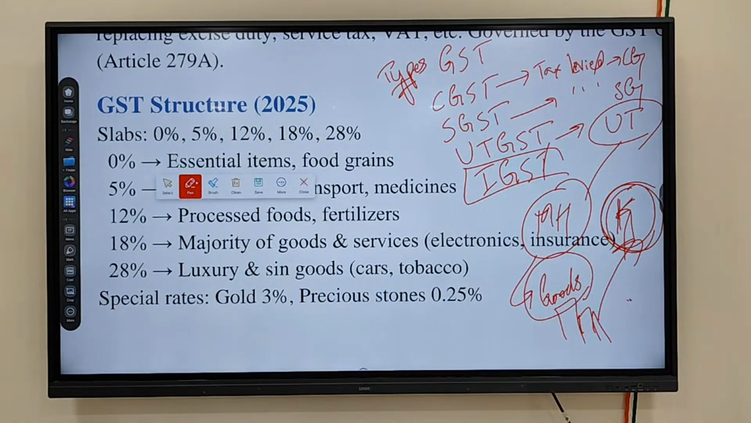Sometimes they say that we have produced the goods and wherever we sell, that state will get the IGST. But in this case, whichever state receives the goods will get the IGST. Understood? Is there any doubt? These are the different types of GST. Just write down in your own words.